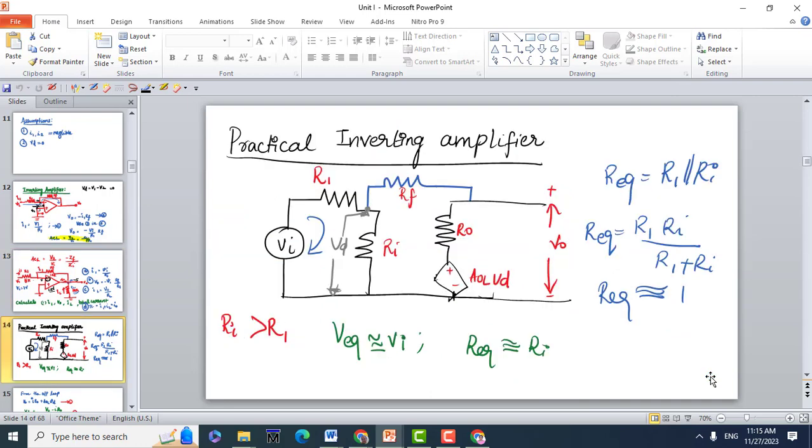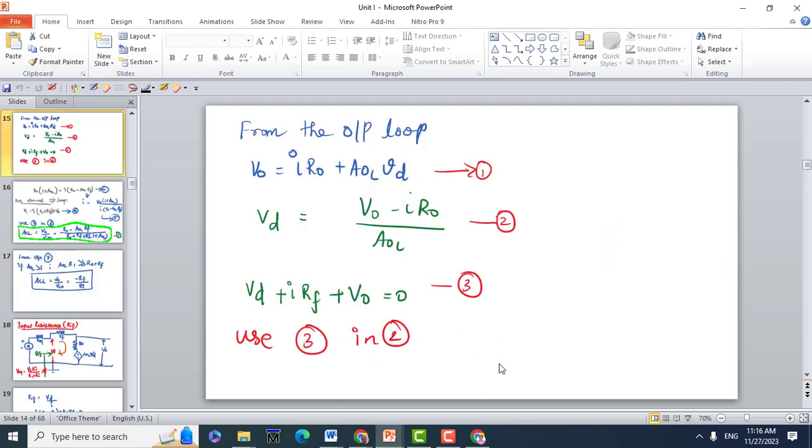So how will you represent a practical inverting operational amplifier? You give an input voltage, and a differential voltage is applied across Ri. You have a feedback resistance RF, and a dependent source with open loop voltage gain AOL, with R0 and V0. R equivalent is R1 parallel Ri, because here you have RF. Approximately we take R equivalent as R1, since mostly Ri will be greater than R1. V equivalent is the input voltage, and R equivalent is your input resistance.